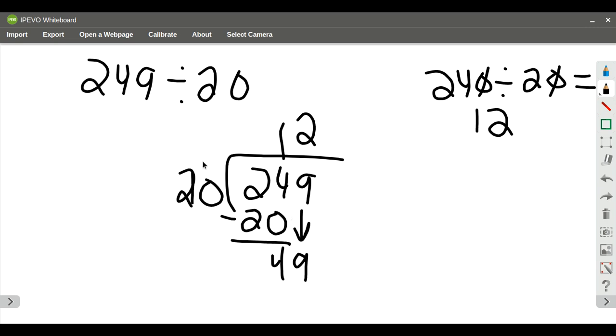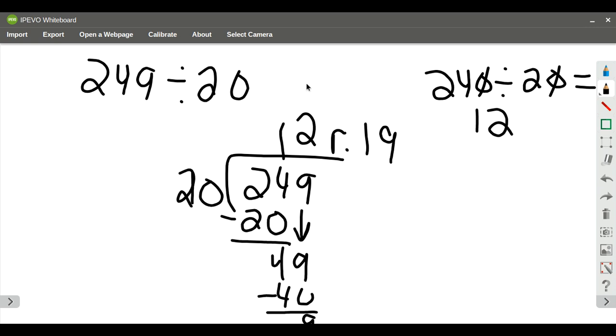So 20 times 12 is going to get me really close to 249. So now I'm going to multiply 20 times 2 because I've already multiplied by this 1. So 20 times 2 is going to be 40. When I subtract, I have 9 left over. So my answer is going to be 12, and up here I'm going to write remainder 9.